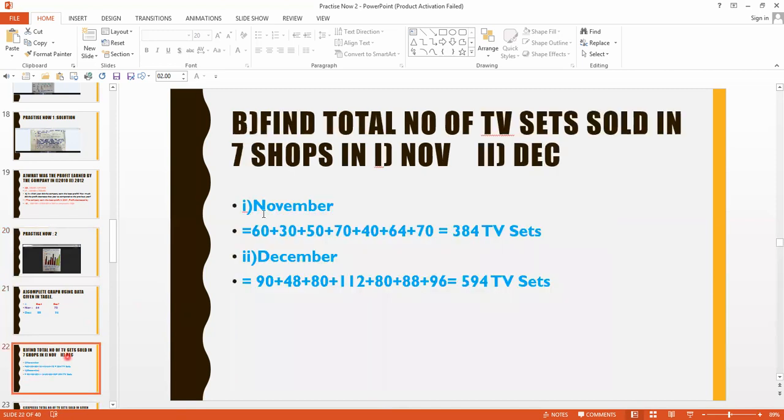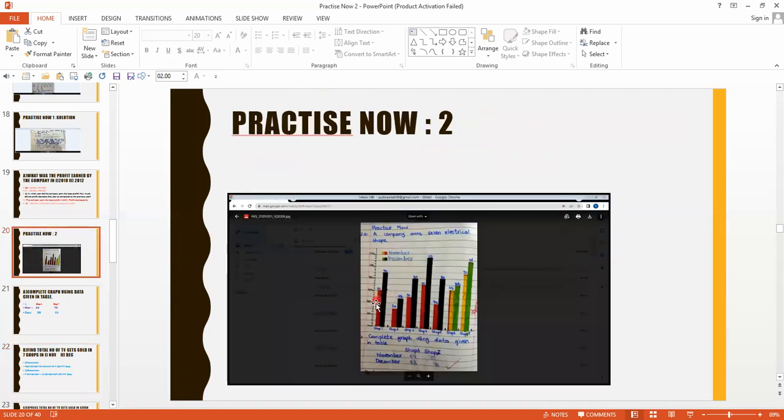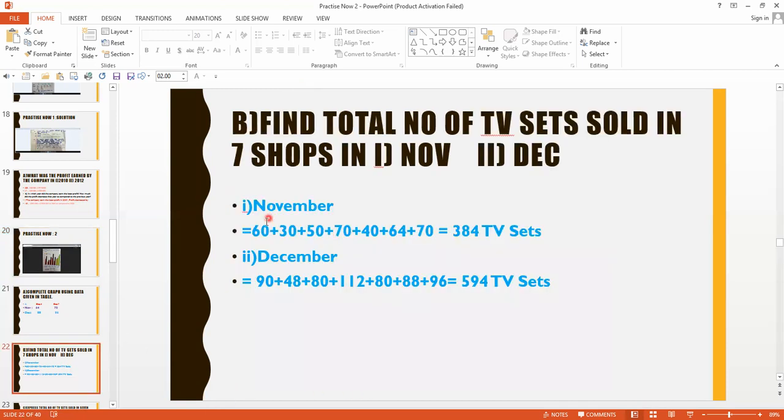Now I have to move towards the next part of the question. B part: find the total number of TV sets sold in 7 shops in November and December. You have to find the total sets sold in November and December. So I have to count all the values of November, the red one and this yellow one, and add them. I have written it for you: in shop 1 it is 60, shop 2 is 30, shop 3 is 50, then 70, 40, 64, and 70. And I have to add all these.